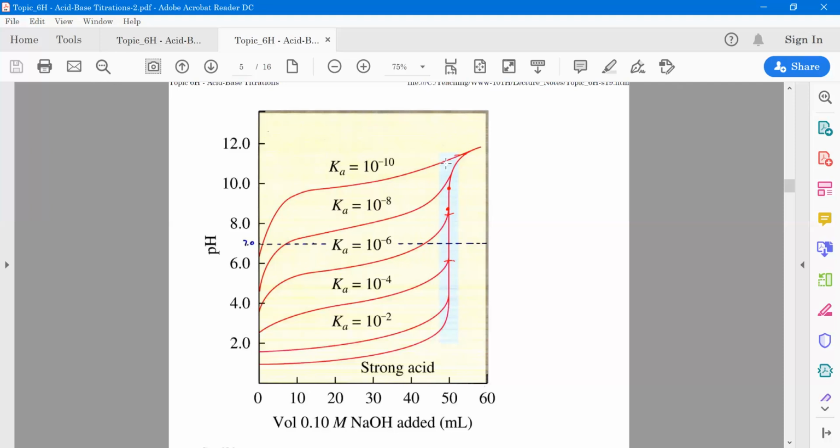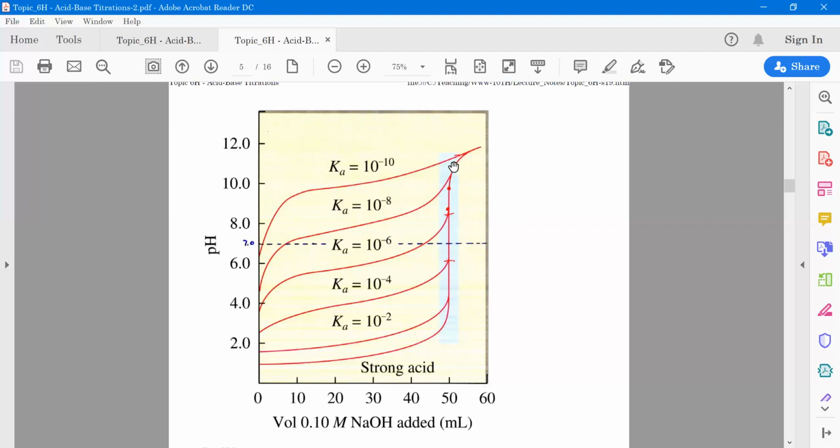And so you can see that the shape of the curve for very small Kas can make it very difficult to actually determine the true equivalence point. And there are other ways of doing this, instrumental ways, but certainly by simply observing the pH, it's not at all obvious where the equivalence point would be.